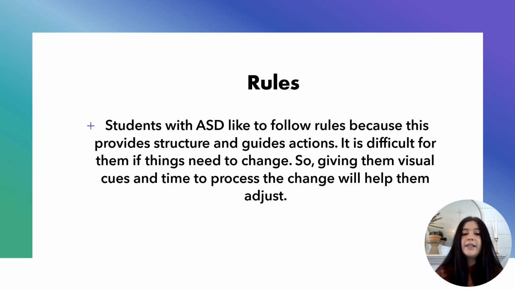Rules. Students with ASD like to follow rules because this provides structure and guides actions. It is difficult for them if things need to change, so giving them visual cues and time to process the change will help them adjust. Oral instructions may need to be given instead of words spoken. A student also may need visual picture cues from a book if nonverbal. A teacher may need to read test exam questions so a student can understand the meaning of the question better, and these are important for teaching ASD students.